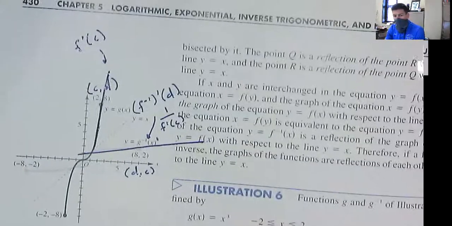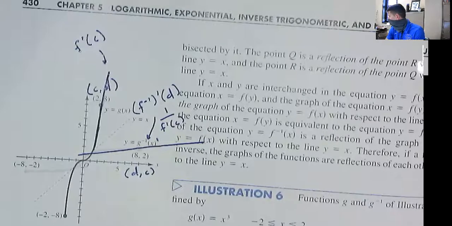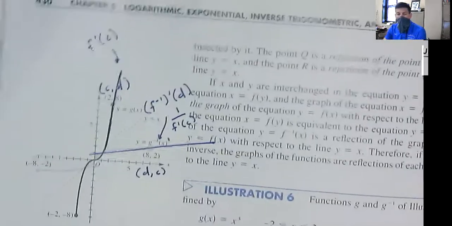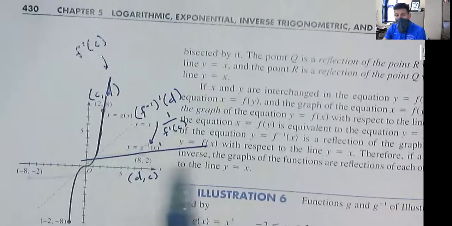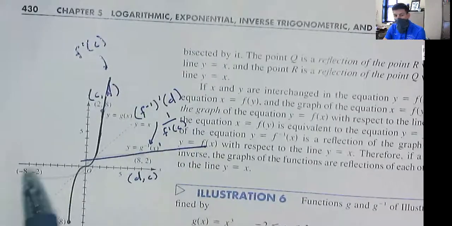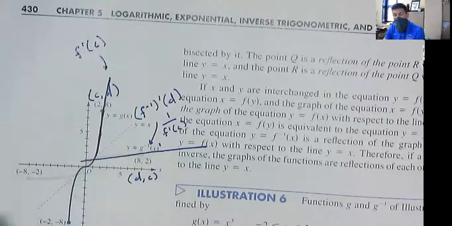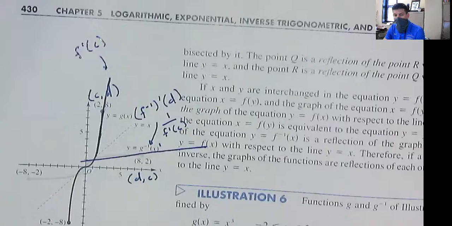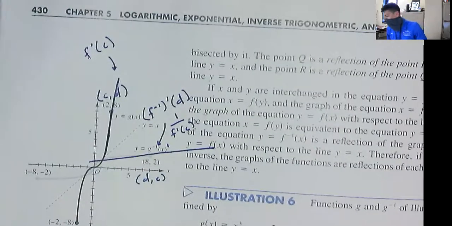Does this make a little more sense? Okay. So the inverse relationship of our derivatives as a graphical translation. So let's see what this looks like in practice.